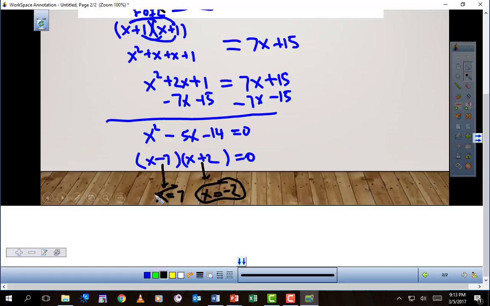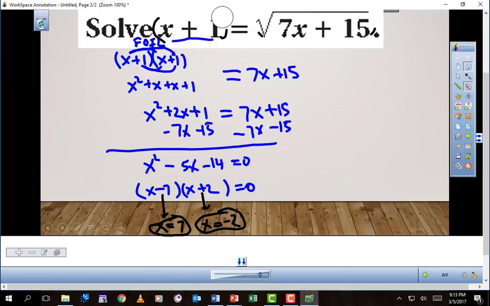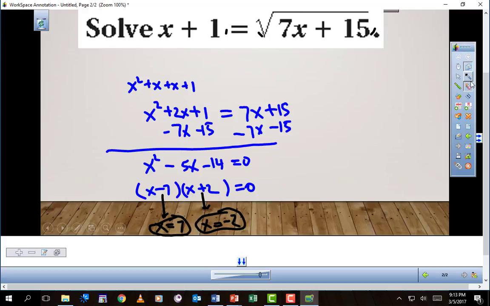Okay, now you have to be careful here. You have to check your answers in the original expression and see if they work. So let's just take a look up here at the original expression. Does it work when you plug them in? Sometimes one of these won't work, and sometimes both of them won't work. And of course, sometimes you put them both in and they both work.